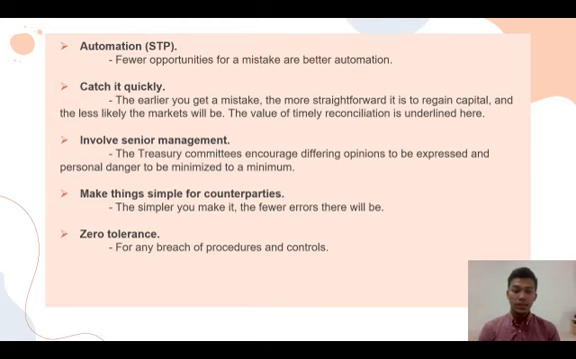In number 6, catch it quickly. The earlier you catch a mistake, the more straightforward it is to regain capital and the less likely the markets will be affected. The value of timely reconciliation is underlined here. In number 7, involve senior management. The treasury committees encourage differing opinions to be expressed and personal danger to be minimized.